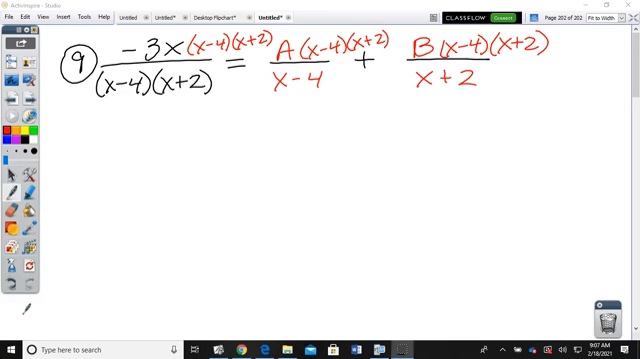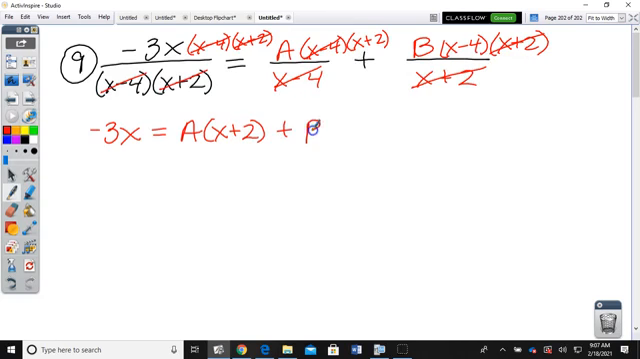So now we've got them all multiplied, we can cancel some things. Here, the x minus 4's cancel, and the x plus 2's cancel, and I'm left with negative 3x equals. Here, the x minus 4's cancel, so I'm left with a times x plus 2, plus, on the b, the x plus 2's cancel, so I'm left with b times x minus 4.